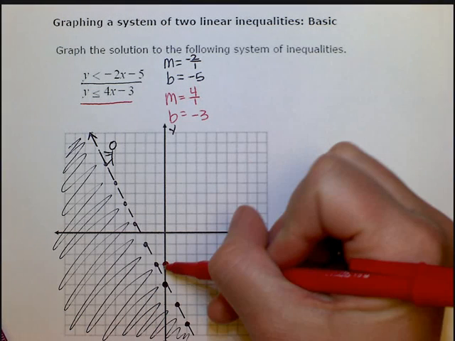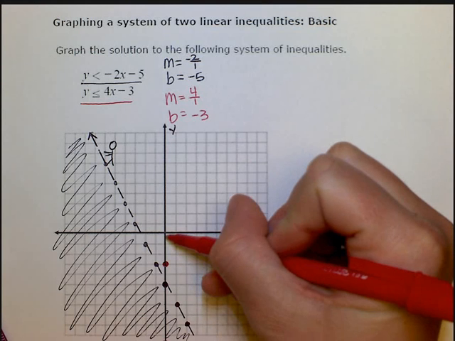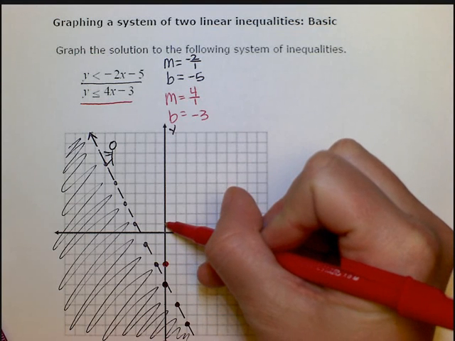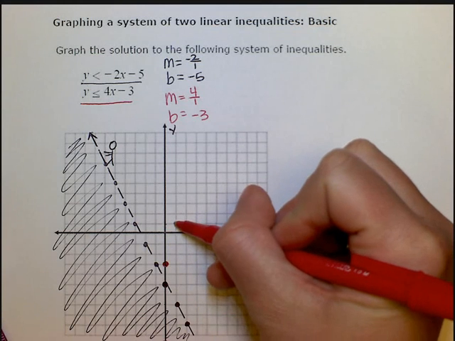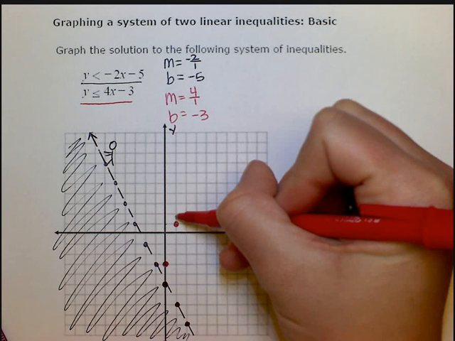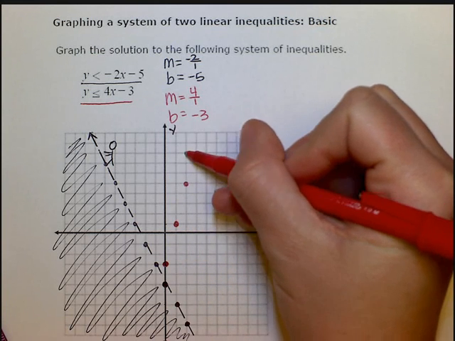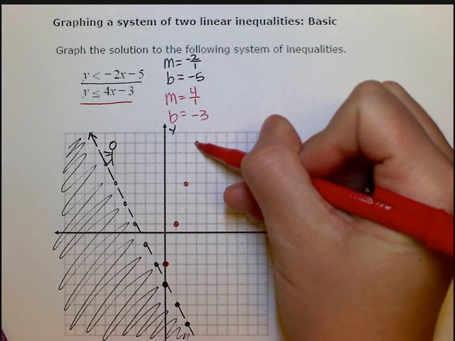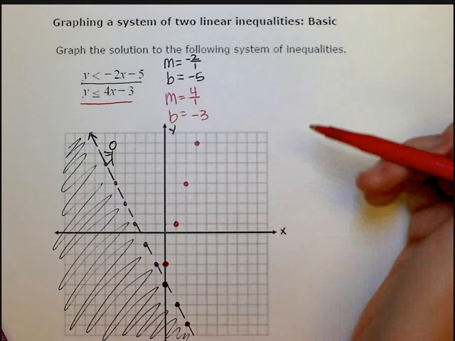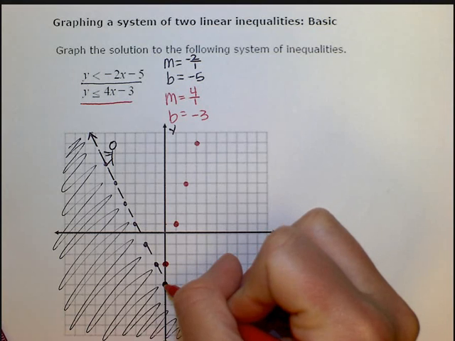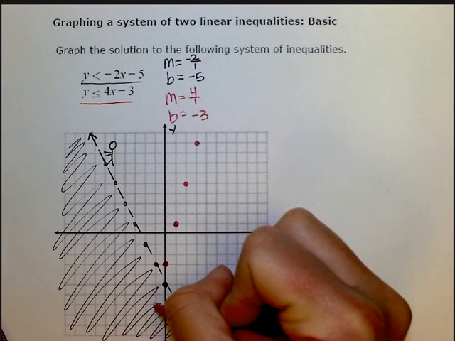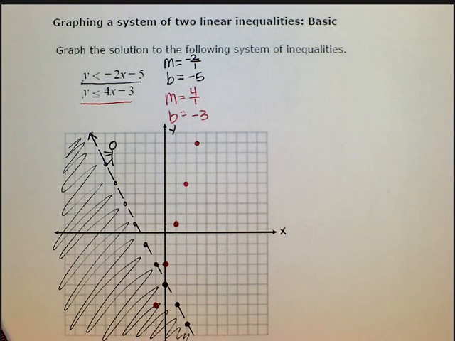Now I count my slope. I go up 4, 1, 2, 3, 4 for positive 4, and over 1 to the right for a positive 1. And again, 1, 2, 3, 4 over 1. And I can also go backwards on this one by going down 4, 1, 2, 3, 4, and backwards 1. Again, I can see my line beginning to form.